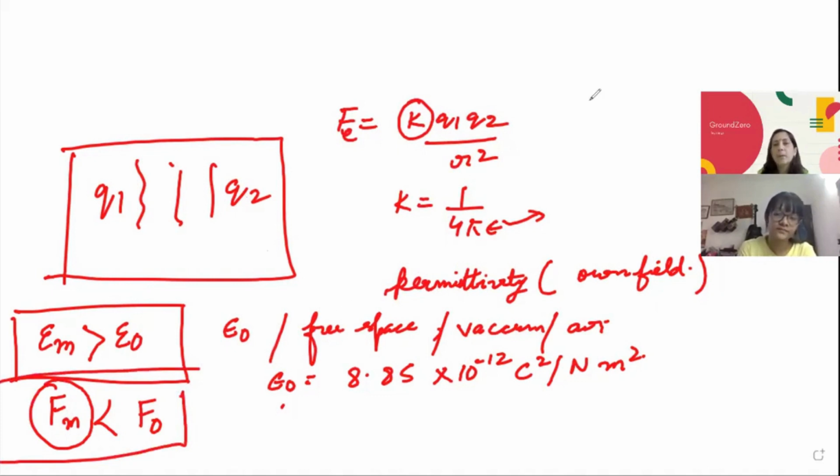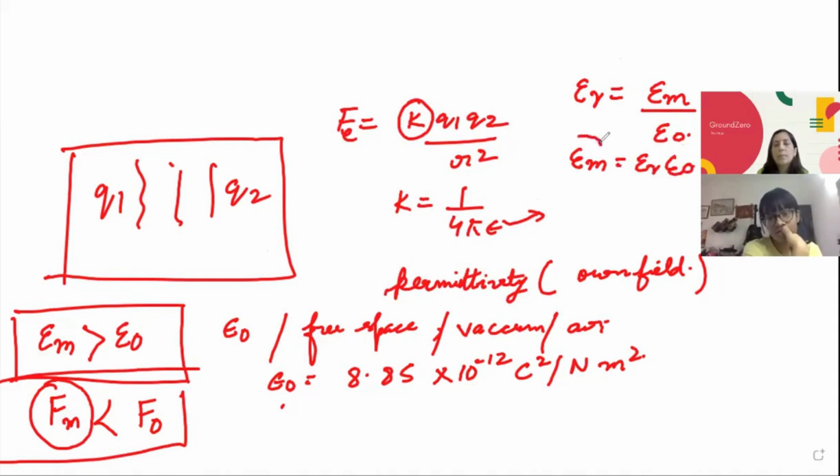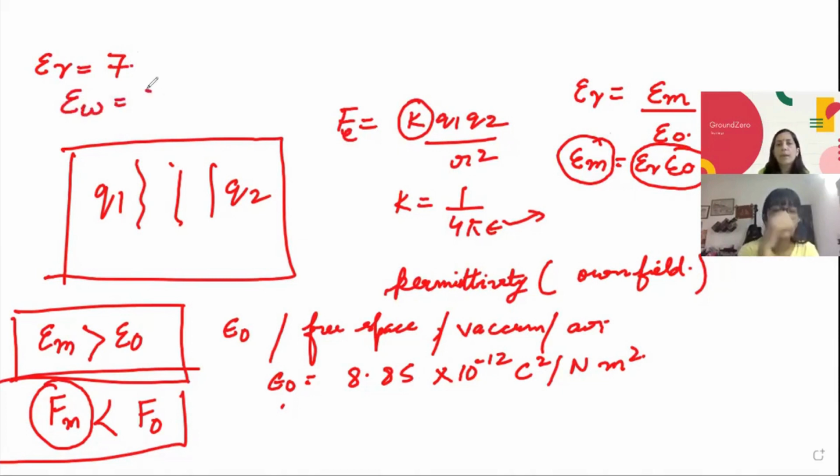Then what is the relative permittivity, epsilon r? That is the permittivity of the medium upon epsilon naught, right? So you can write this as epsilon m is equal to epsilon r epsilon naught. So the permittivity of a medium, relative permittivity, and epsilon naught are given by this relation. If I say epsilon r of, let us suppose, water is 7, then you can calculate the permittivity of that water. It will be 7 times epsilon naught. You know the value of epsilon naught, right? So this relation is also important.